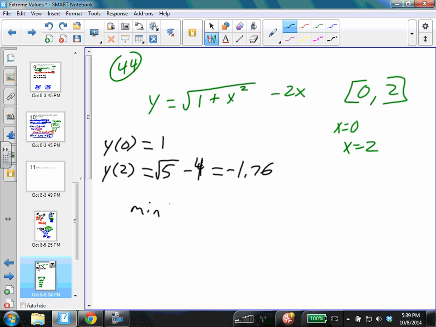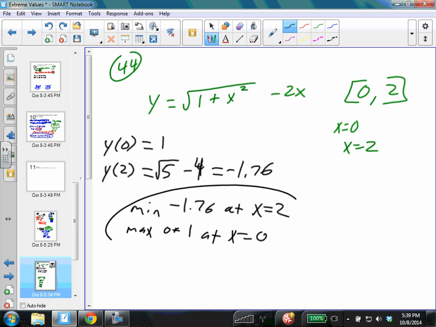The min is negative 1.76, and it's at x equals 2. And the max is 1. Max of 1 at x equals 0. So there are our extreme values.